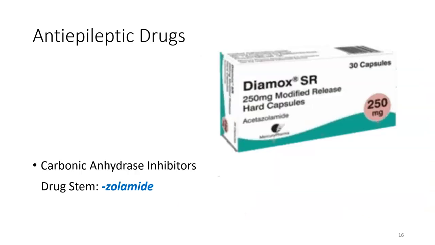Carbonic anhydrase inhibitors are less commonly used. It's kind of when other things aren't working. This is actually technically considered to be a diuretic drug. They inhibit an enzyme known as carbonic anhydrase in the brain, which keeps it from breaking down carbonic acid, and that results in a buildup, making the tissues slightly acidic by decreasing the pH, and that helps to suppress electrical impulses that could trigger a seizure. This drug is used to treat absence seizures, and it is not a controlled substance.